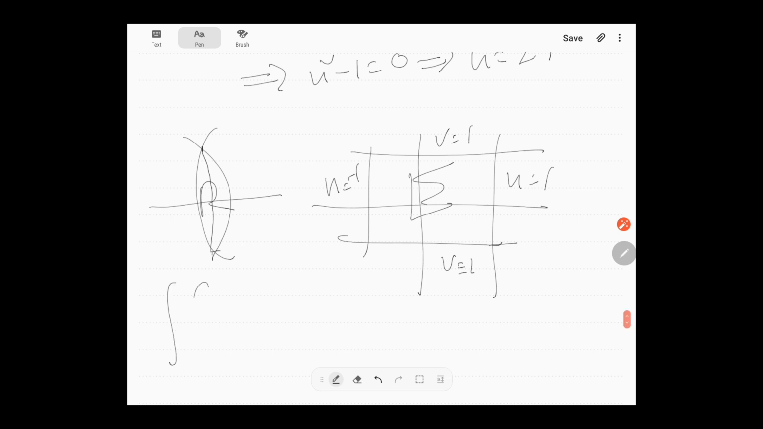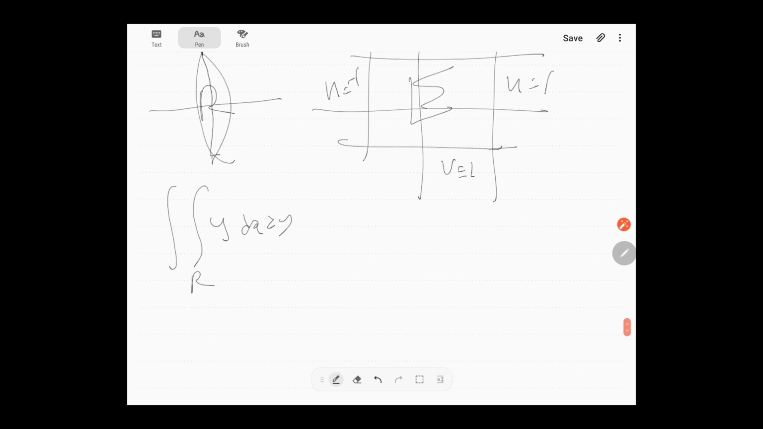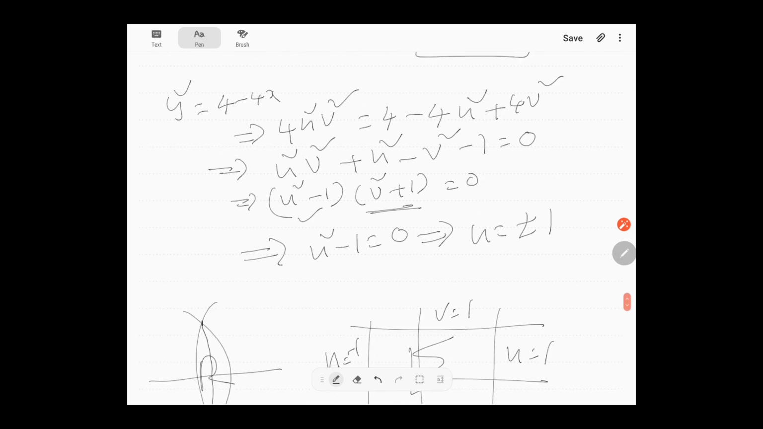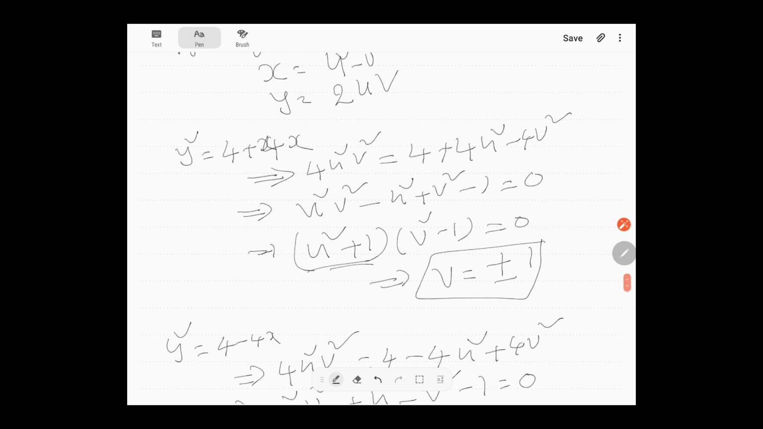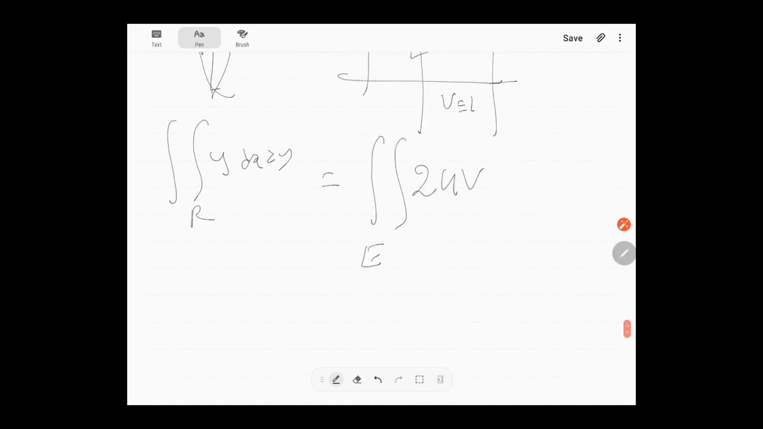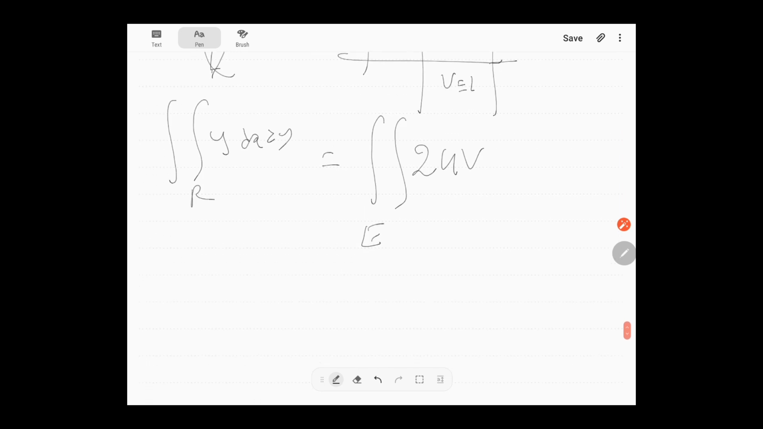Now, double integral over the region R, y dx dy, if you want to evaluate, this is equal to double integral over E. This y means, what is the transformation you have taken? y is 2uv. Therefore, this y becomes 2uv and dx dy becomes Jacobian times. So I need to have the Jacobian of xy with respect to uv.